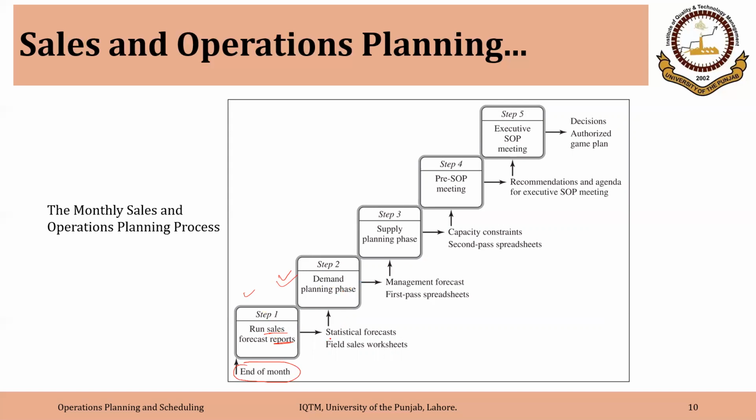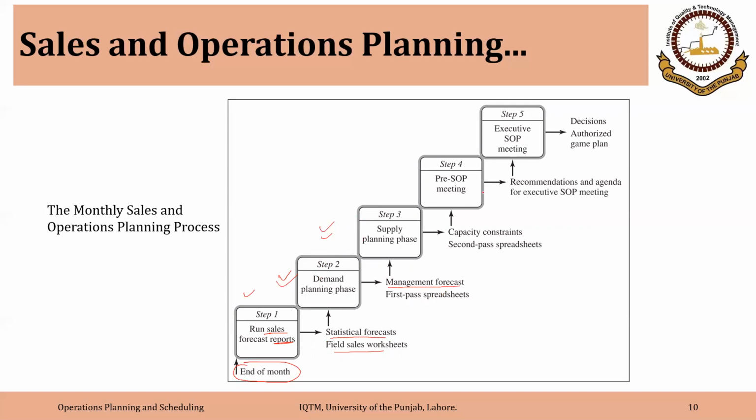So we might be using some statistical methods of forecasting and some qualitative methods as well, as we have discussed in the previous module. So you could see the qualitative methods like management forecast could also come into play. So in light of the demand planning, the result is some sort of spreadsheet. And we go for the supply planning.